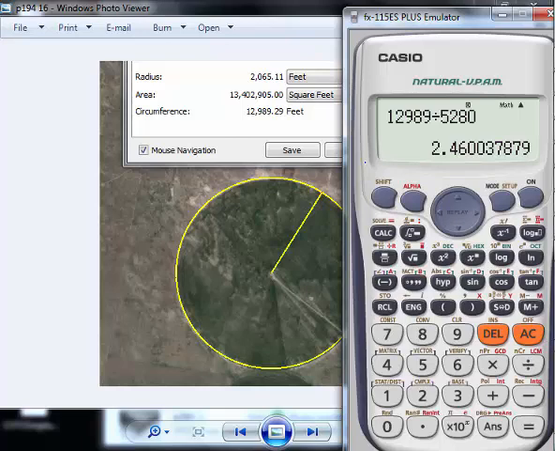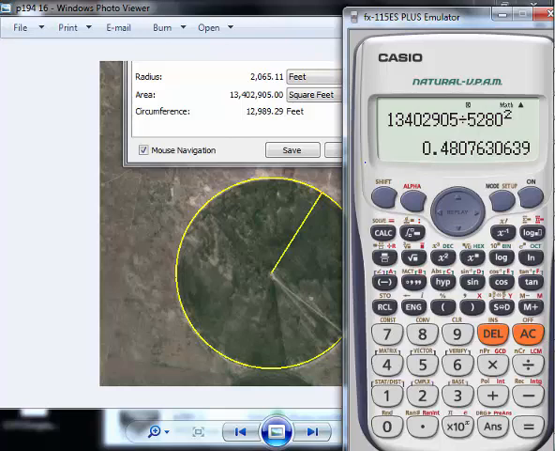How many acres does it contain? Well, it contains 13,402,905 square feet divided by 5,280 squared, which tells us how many square miles it is. So it's about 0.48 square miles.